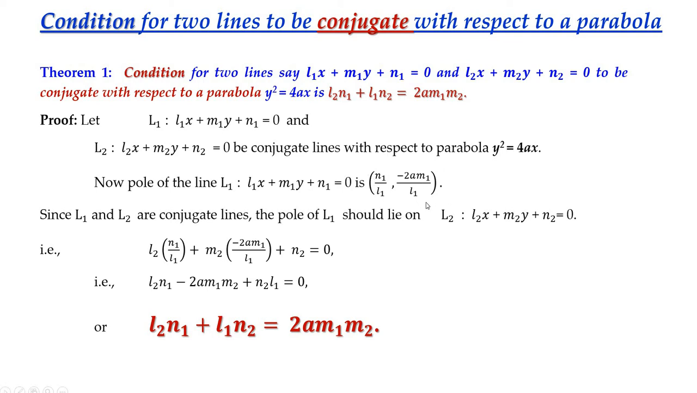The pole of this should lie on the second line. So just substitute in the place of x and y these values, and on simplification this is what we get: L2 N1 + L1 N2 = 2a M1 M2. So that is the condition for two lines to be conjugate lines with respect to a parabola.